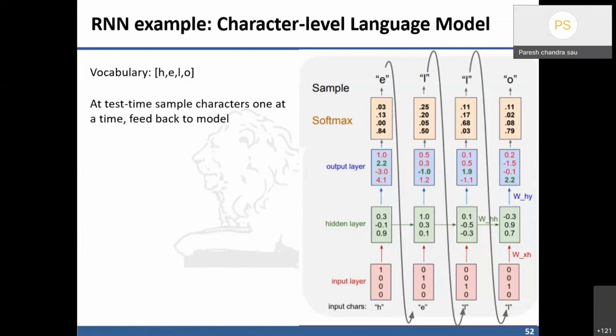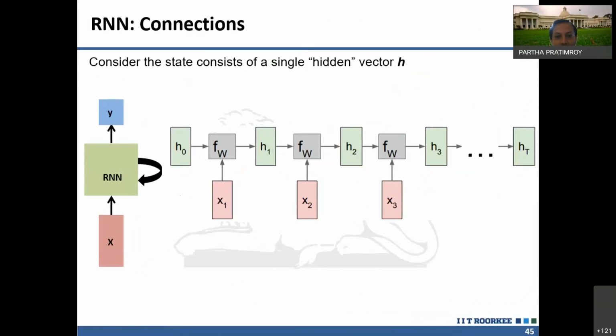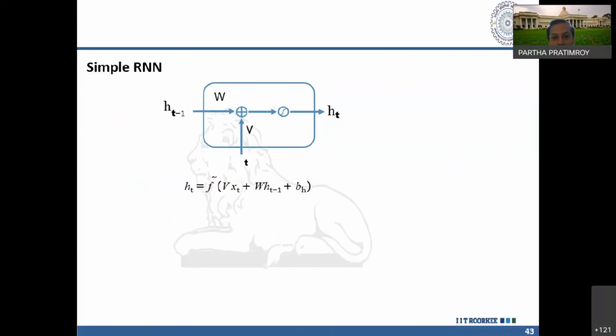And then you have the bias. Someone said 7 into 3, 21. Plus 1 will be there or not? There should be bias, as I was telling. Here you see: V XT W into S(T minus 1) plus BH.